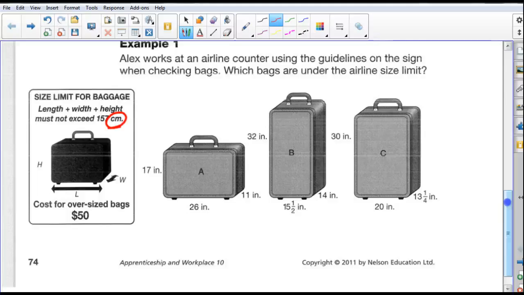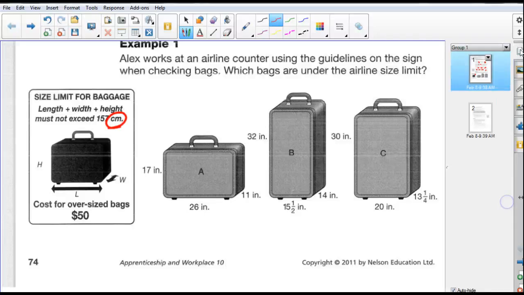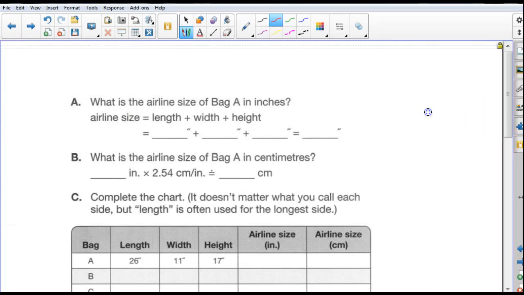So what we need to do to find out if we're under the 157 centimeters is add up those 3 dimensions in imperial. Add 17 plus 26 plus 11 for case A, 32, 15.5, and 14 for case B, and 30 and 20 and 13.25 for case C. And we're going to have to convert that to centimeters and see if they fit. Okay, so let's go to the second page here.